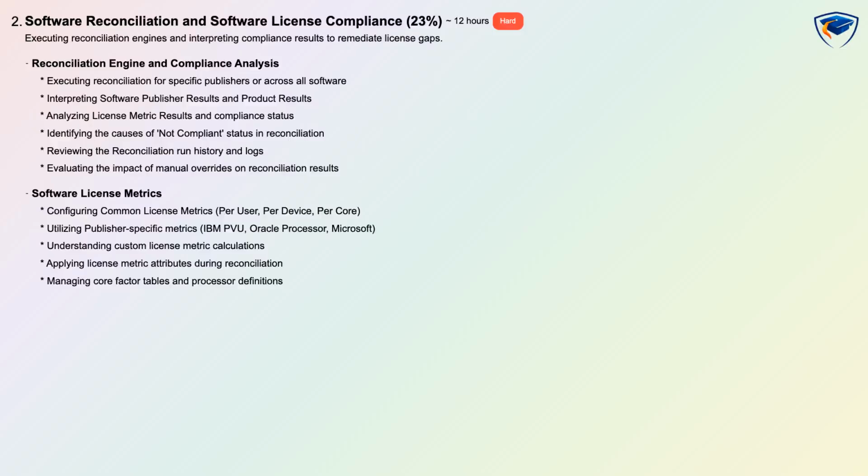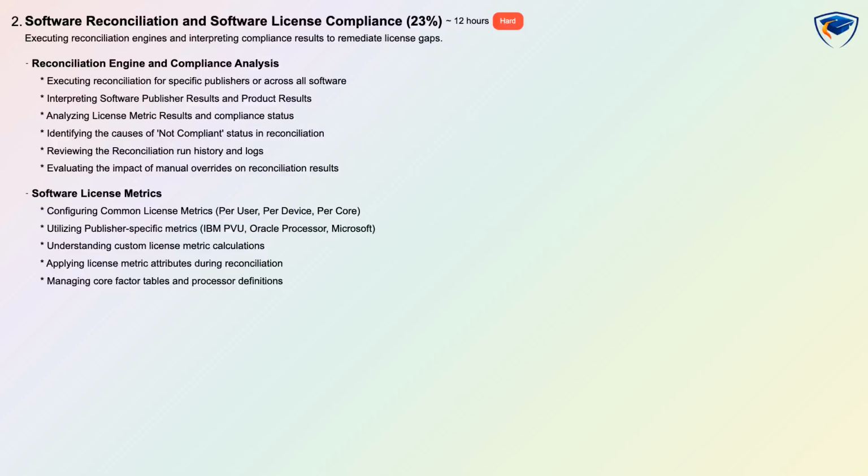Software reconciliation and software license compliance, weight 23%, is a hard domain estimated at 12 hours and evaluated with scenario-based assessments. You will learn to run and interpret reconciliation engines, review software publisher and product results, and analyze license metric results to determine compliance status.